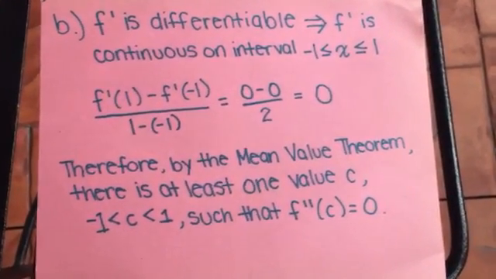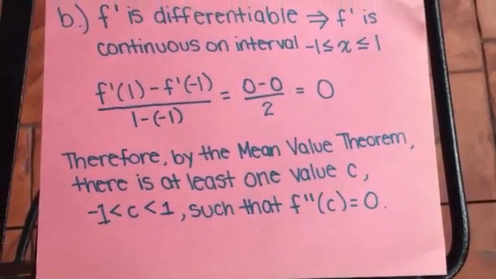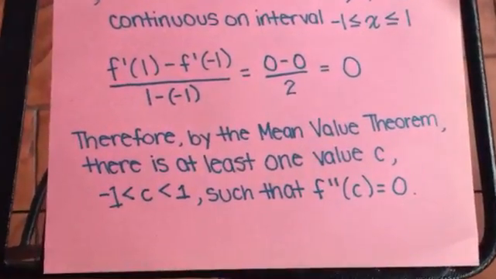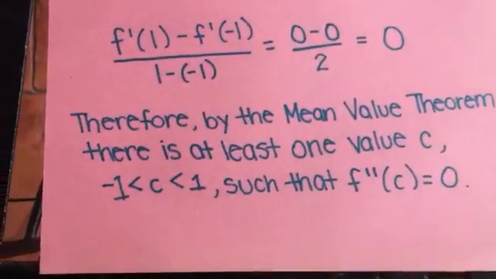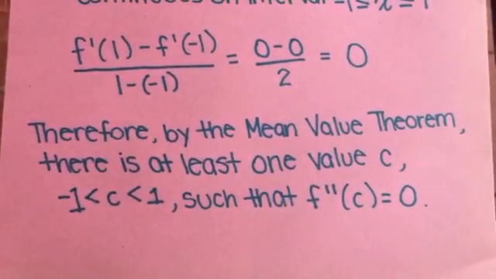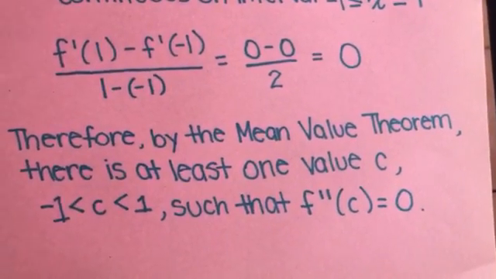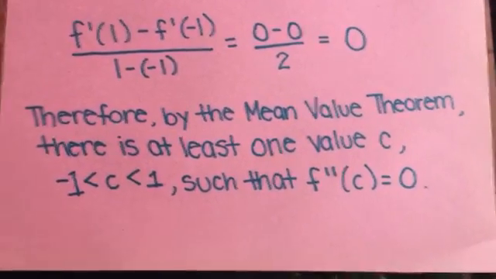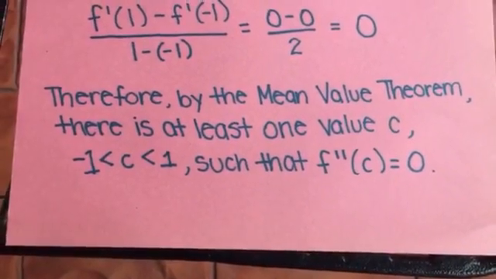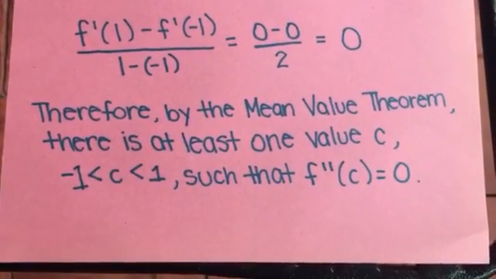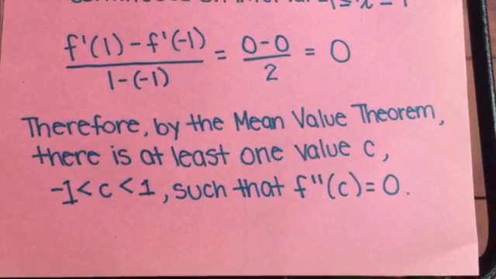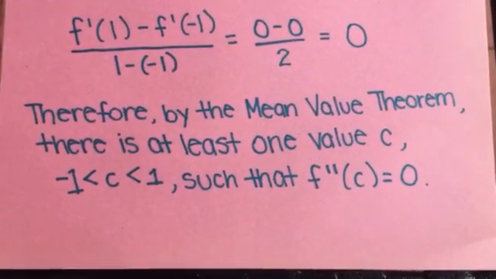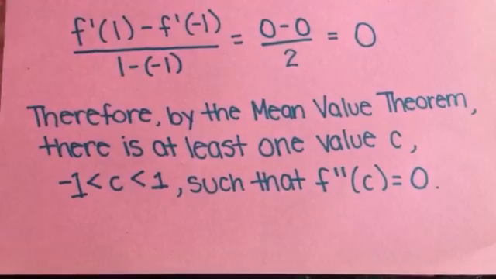That's how you can tell them that here it meets the criteria of the mean value theorem. And you can go ahead and do the process as we did: f prime of 1 minus f prime of -1 all over 1 minus -1. That gives you 0, so we're good with that. Therefore, by the mean value theorem, there's at least one value c in the interval -1 to 1 such that f double prime of c equals 0.